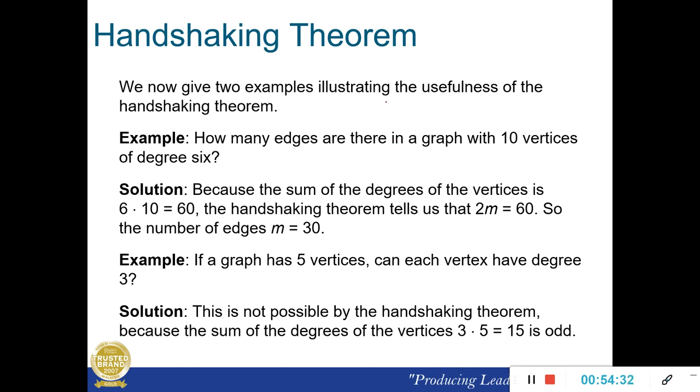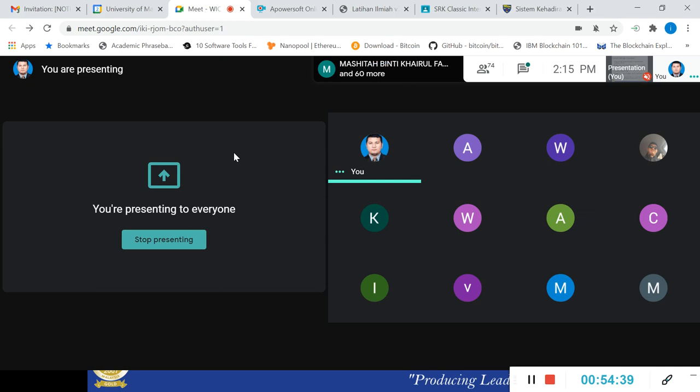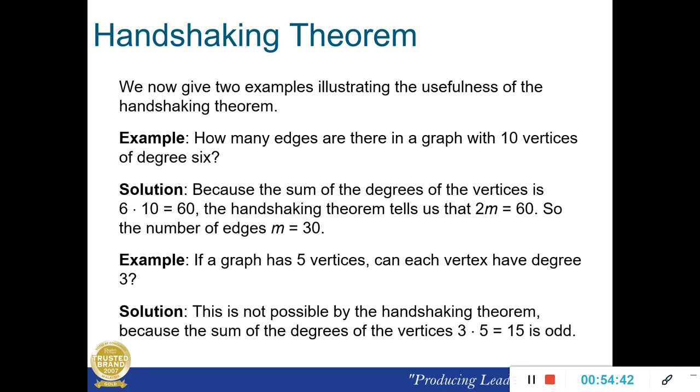Now we give another example illustrating the usefulness of the handshaking theorem. How many edges are there in a graph with 10 vertices of degree 6? So you have 10 vertices, each of degree 6, so 10 times 6 is 60. The handshaking theorem tells us that 2m is equal to 60, so the number of edges m is 30.